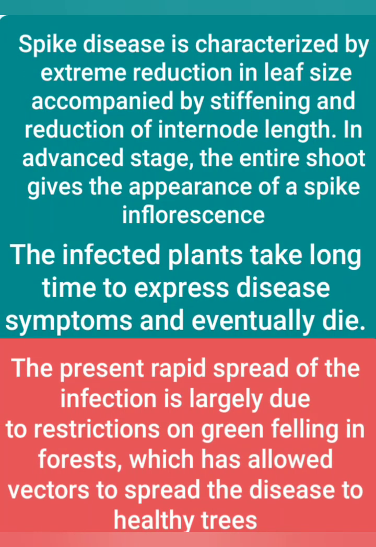Spike disease is characterized by extreme reduction in leaf size accompanied by stiffening and reduction of internode length. It actually gives a witch's broom type of an appearance. In advanced stage, the entire shoot gives the appearance of a spike inflorescence. The infected plants take long time to express the disease symptoms and they eventually die within a couple of years.